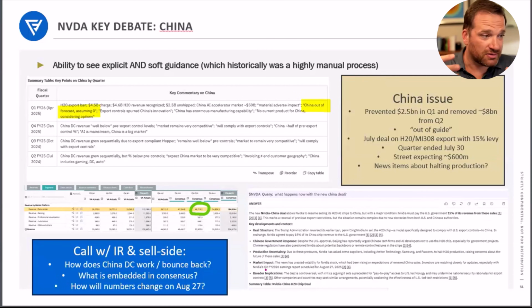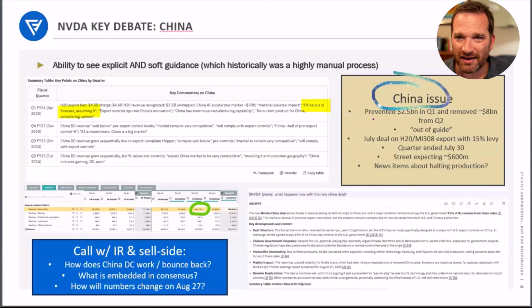Ultimately, what I think these tools are good at doing is allowing me, and I've only spent 20, 30 minutes on this, to go into a key debate, and pick a debate on NVIDIA, like the China issue that's happening, where they had $2.5 billion in Q1 that was pulled out, and removed $8 billion from the Q2 guide based on shipping delays or tariff issues. They had to pull revenue out of the guide for NVIDIA's China business.